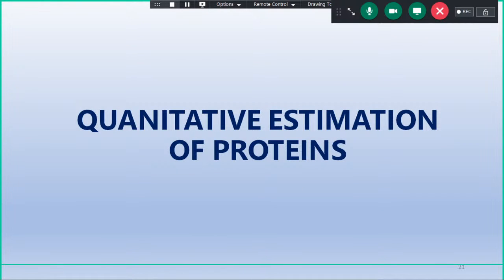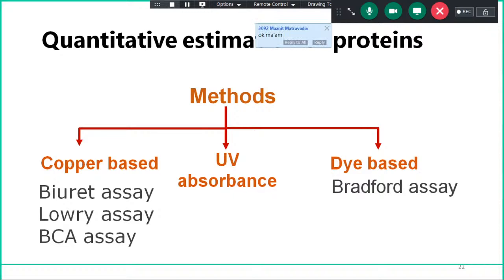Now coming to the quantitative test of protein. The quantitative estimation of protein can be based on copper reduction, for example the Biuret test, Lowry assay and BCA bicinchoninic acid assay, then UV absorption and dye based assay, for example the Bradford assay.